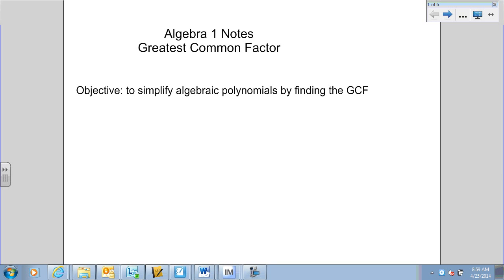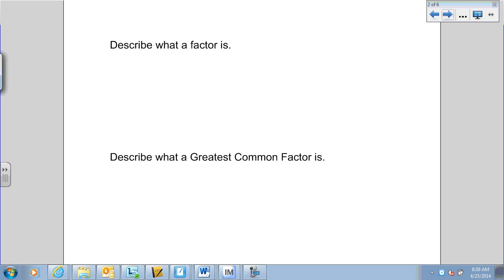So we're going to be taking a look at algebraic polynomials, looking at those polynomials that you've been multiplying already. So a lot of it's going to be looking at the answers and trying to get back to the original question. So let's take a look at what we need to do.